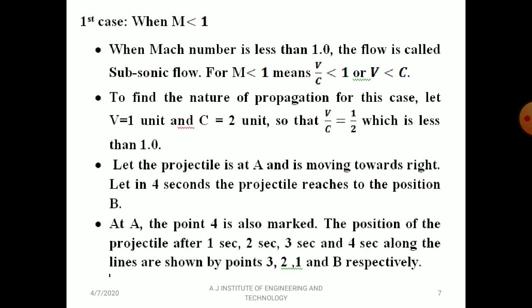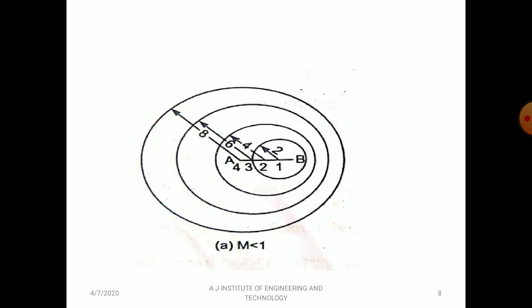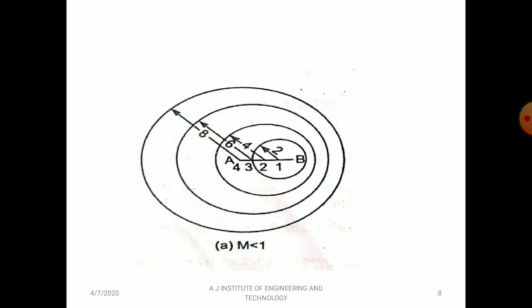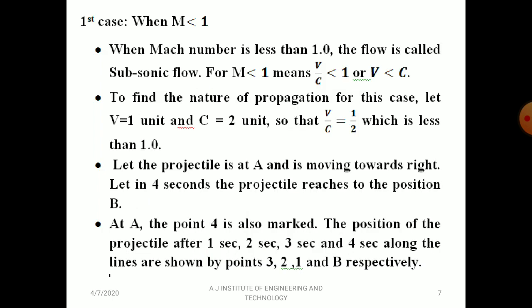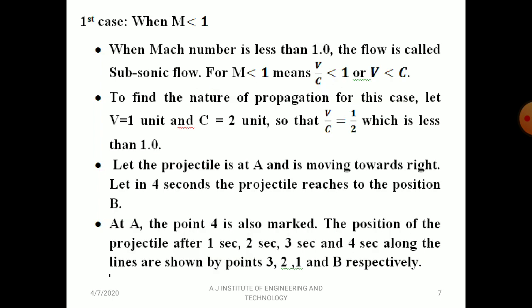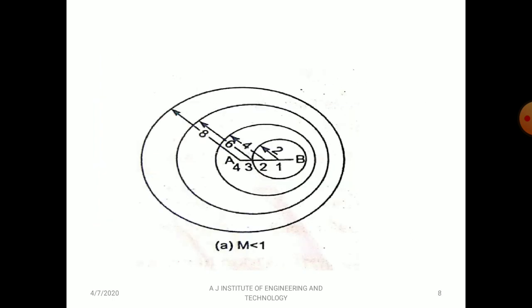Let the projectile be at A. There is a point you can see there. This projectile is at point A and is moving towards the right, that is towards B. Let in 4 seconds the projectile reach position B. So it is going to move from A to B in 4 seconds. At A, the point 4 is also marked. You just mark at A.